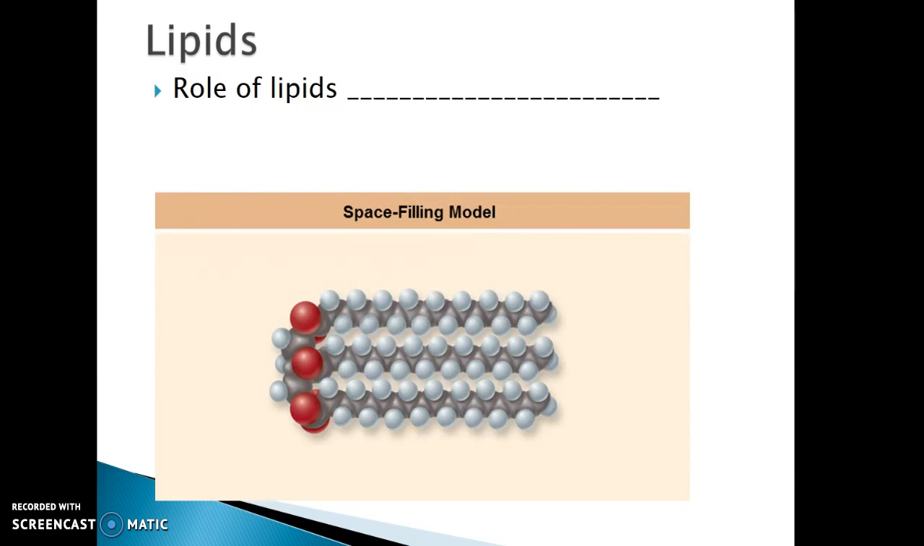Carbohydrates give us about 4 kilocalories of energy per gram. Proteins give us about the same. 1 gram of protein gives us 4 kilocalories of energy. When we look at lipids, they give us about 9 kilocalories of energy. So huge difference. If you eat the same number of grams of carbs as you do lipids, lipids are going to give you a significantly greater amount of energy.